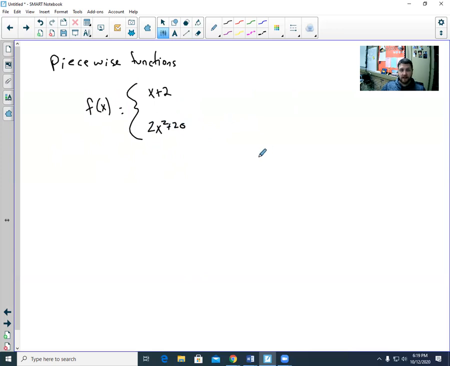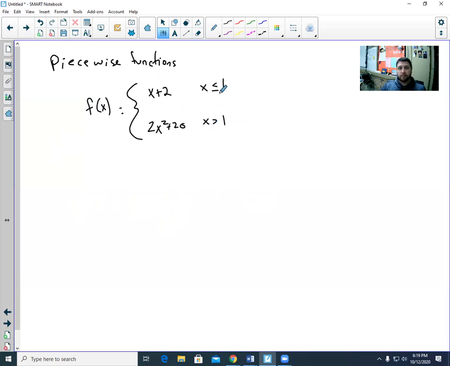Now what this looks like, you are given two different functions. So one big function is defined by two different rules. And obviously those rules are going to have boundaries. You have one big function and two different rules, but you have to know when to use those rules. So it would say something like x plus 2 when x is less than or equal to 1, and then 2x squared plus 20 where x is greater than 1.